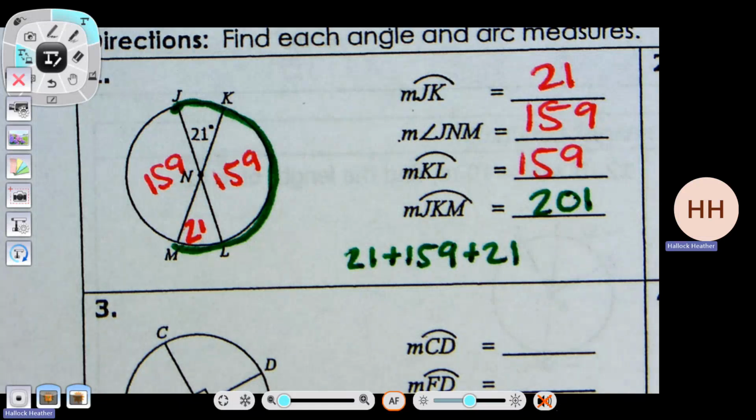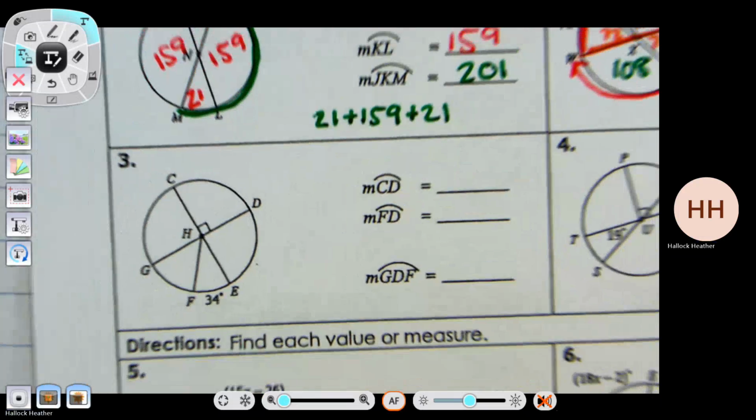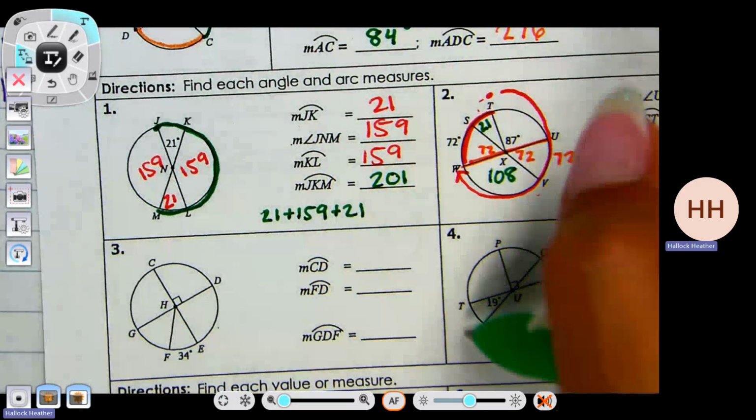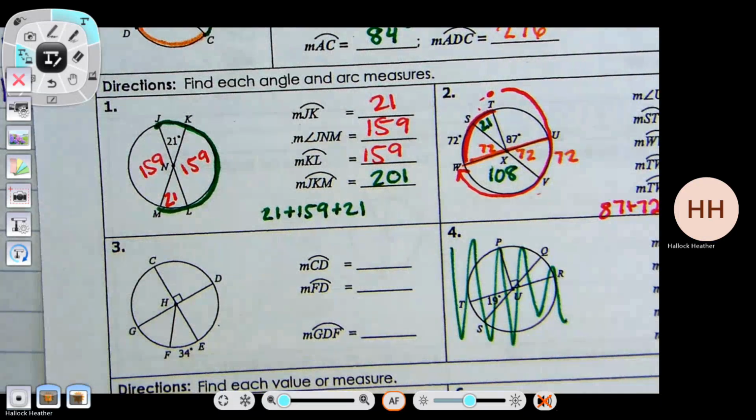Do we like this better than Friday's? Yeah. Okay, let's go to number 3. We're going to cross out number 4. So try number 3. Same concept. Remember the square is automatically 90, because it's a right angle, so 90 degrees is automatically in that corner.